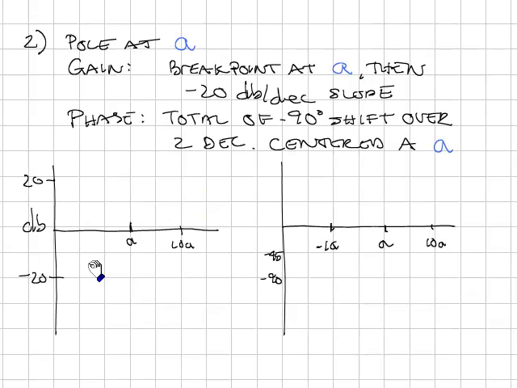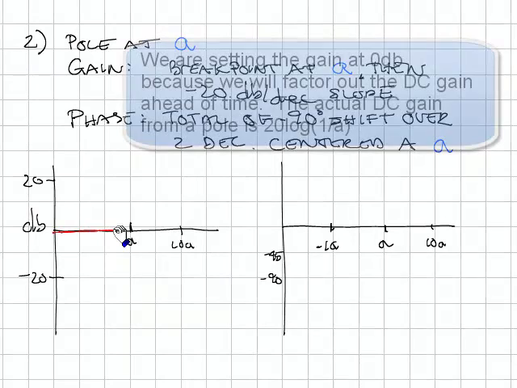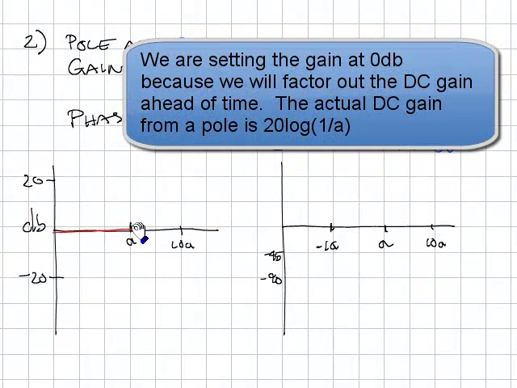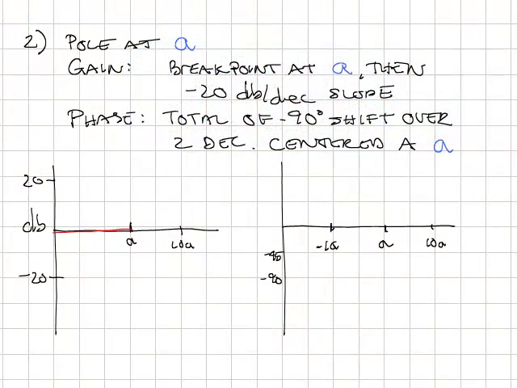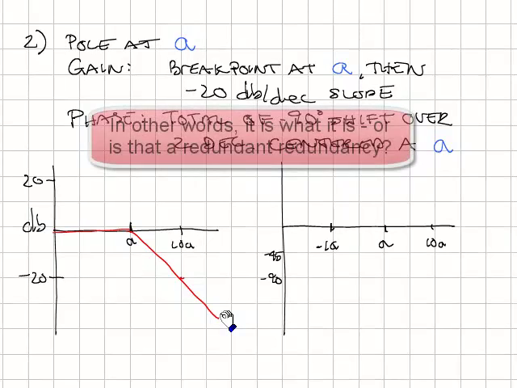For the gain, a pole at A is flat with 0 dB until it gets to A, and then it has minus 20 dB per decade. A decade is a 10 times change in frequency. So this is A, this is 10 times A, here's 20 dB. So the approximation is a straight line that just continues down forever. Looks like a low-pass filter because that's what it is.